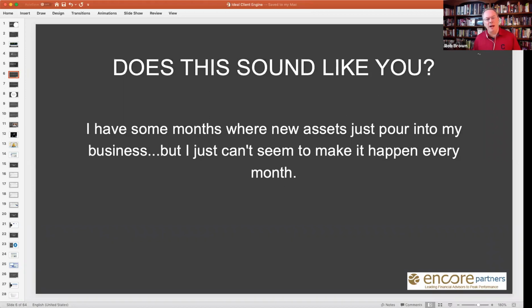So as we jump into this, I want to read a couple of statements with the overriding question of, does this sound like you? When you think about your business as a financial planner, as a financial advisor, do you say to yourself sometimes, I have some months where new assets just pour into my business, but I just can't seem to make it happen every month or with the consistency that I would like it to happen? Does that at all sound like what you're doing when it comes to marketing?